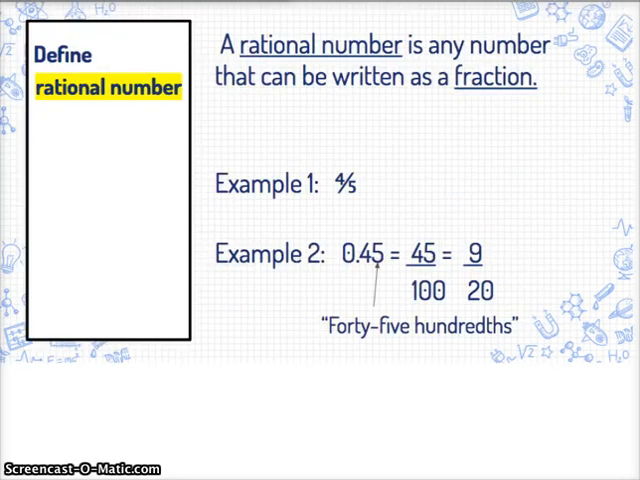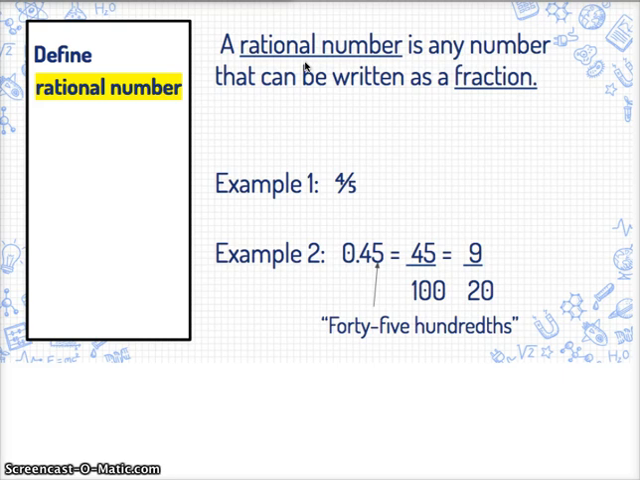First, we need to talk about rational numbers. A rational number is any number that can be written as a fraction. So, for example, any fraction is a rational number. In this case, the fraction 4/5 is rational.